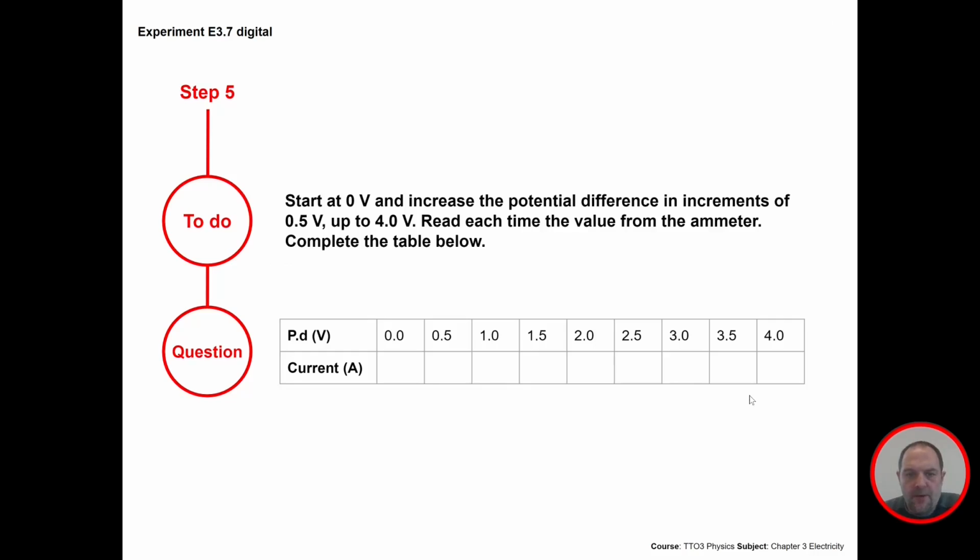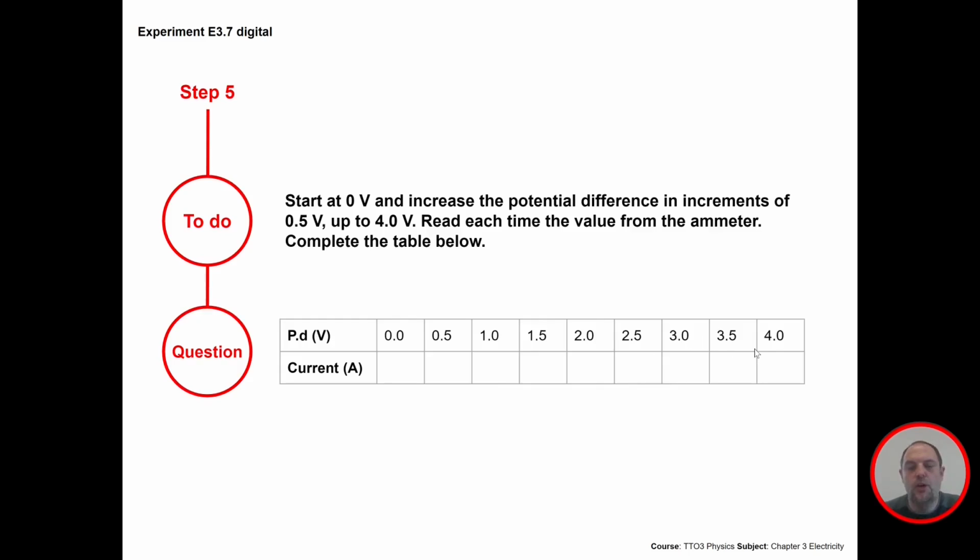In step number 5, I want you to copy this table below. And what I want you to do is place the potential difference in the top row and the bottom row for the current in amps. So what you need to do is start at 0 volt. So you turn the battery, the potential difference, to 0 volt, and you measure the current at that moment. And you do that in steps of 0.5 up to 4 volt, and every time you write down the current that is given in a circuit.